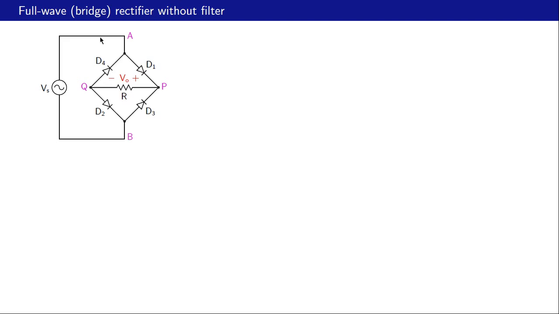Now the important thing to notice is in both these cases, that is with Vs positive and with Vs negative, the direction of the current through R is like that, the same in both cases, and therefore Vo is always positive, and that is why this is a full wave rectifier.